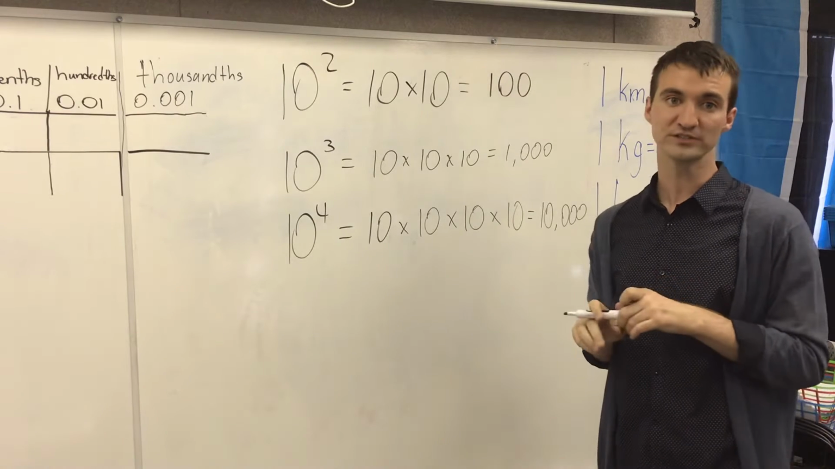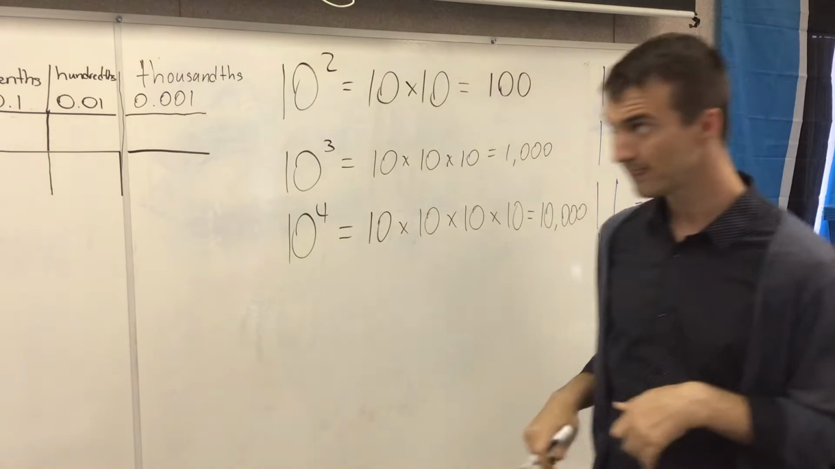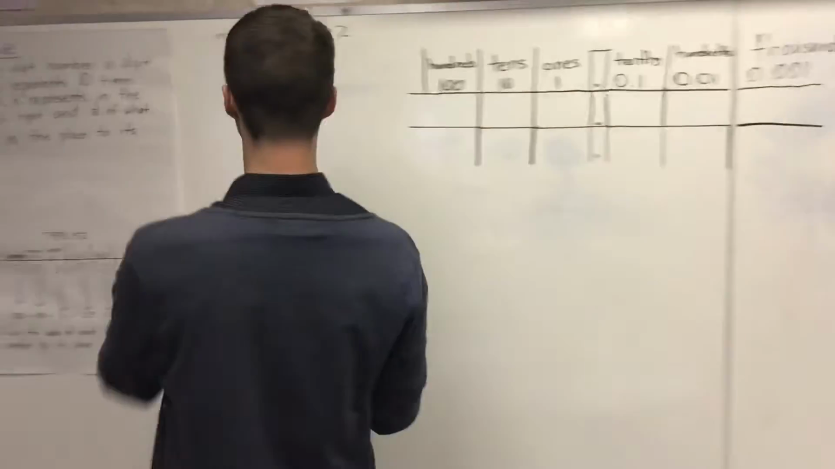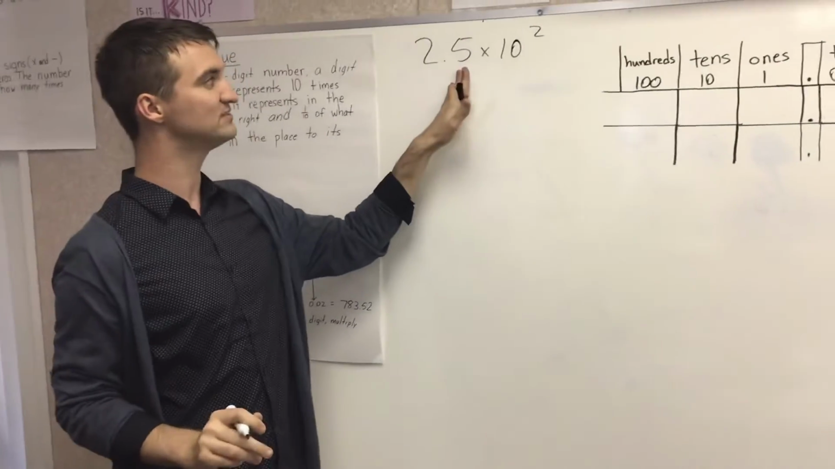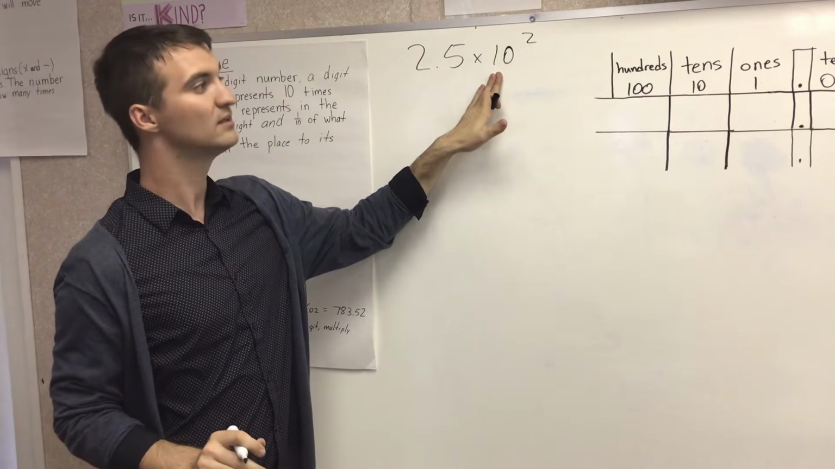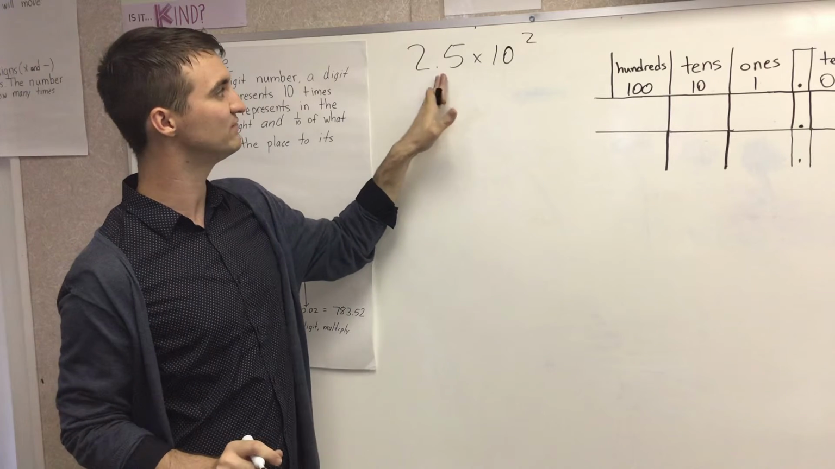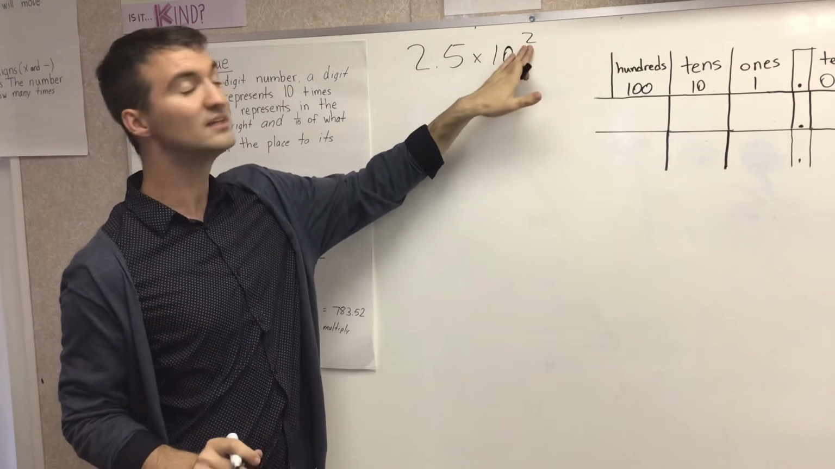Now, the last thing we're going to do today is multiply and divide by an exponent. And we're going to do a really, really simple one. We're going to start with 2 and 5/10. First, we're going to multiply it, and then we're going to divide it. So I want you to take a close look at our exponent here. It's 2 and 5/10 times 10 to the second power.